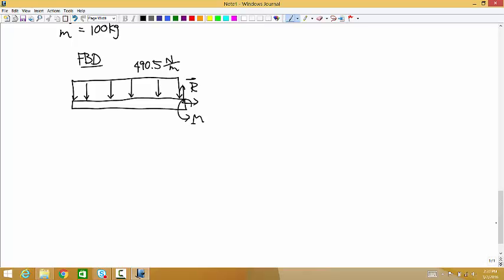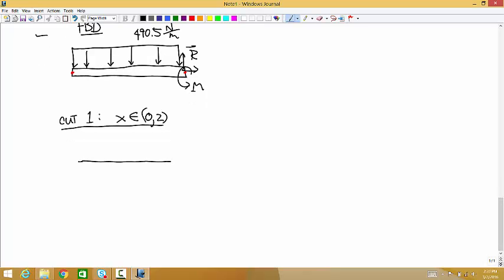All right, so we're ready to start doing the internal loads calculations. How many places are there where the subfunctions could change? 2, just here and here. So how many cuts are we going to do? 1. Right. So cut 1 is valid for all x's from 0 to 2.